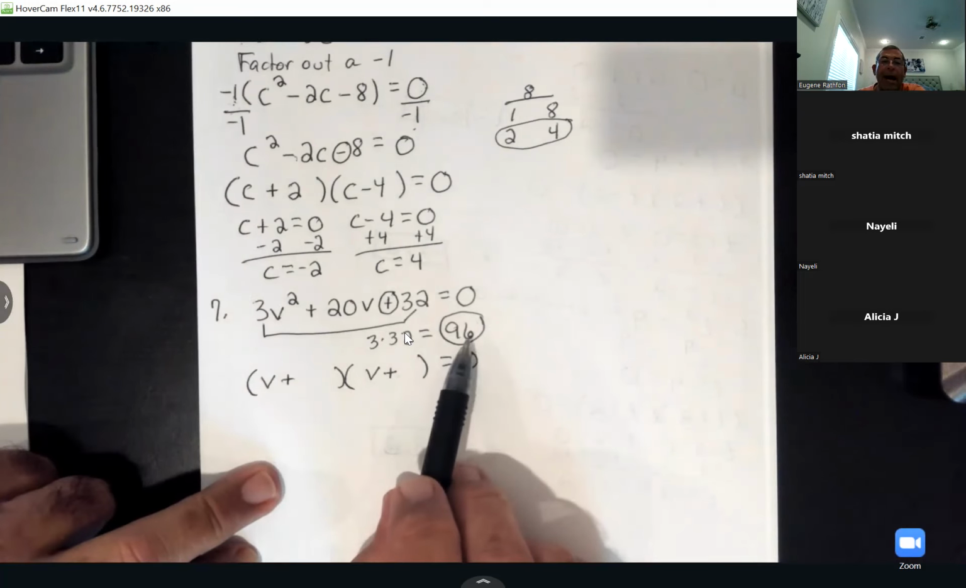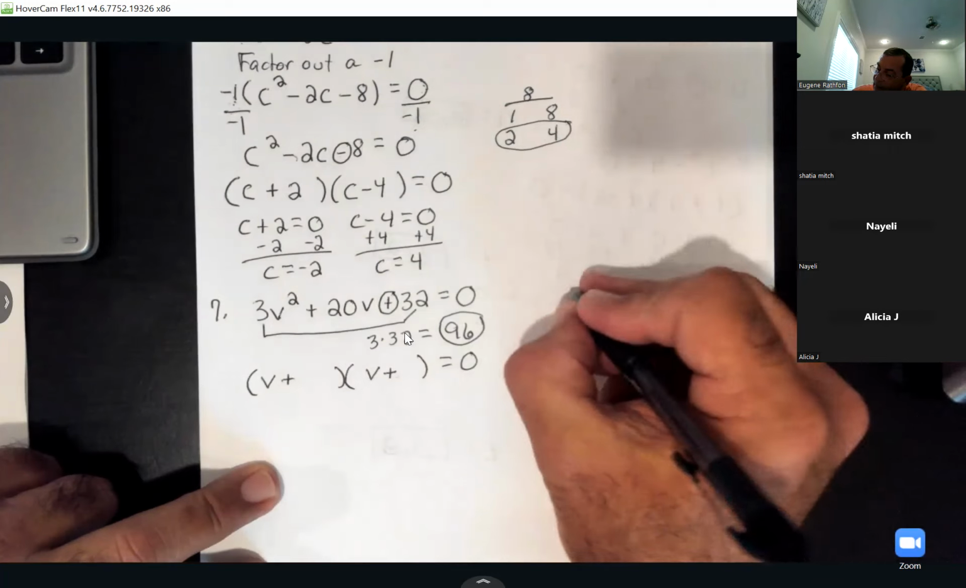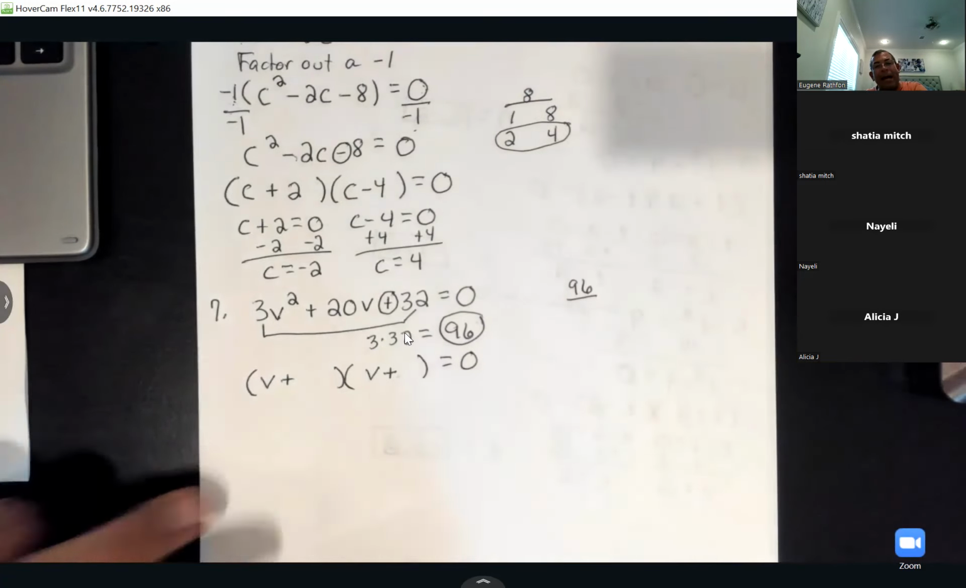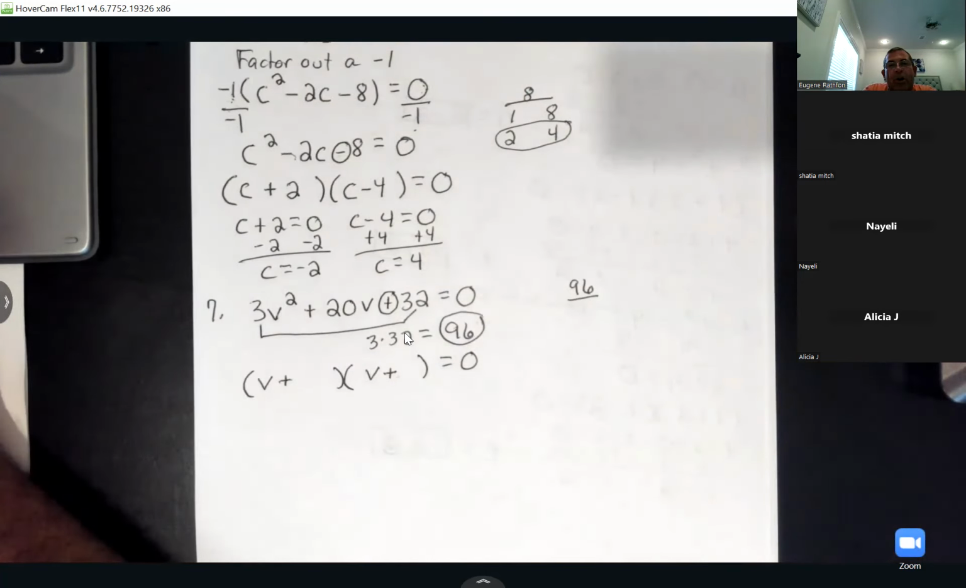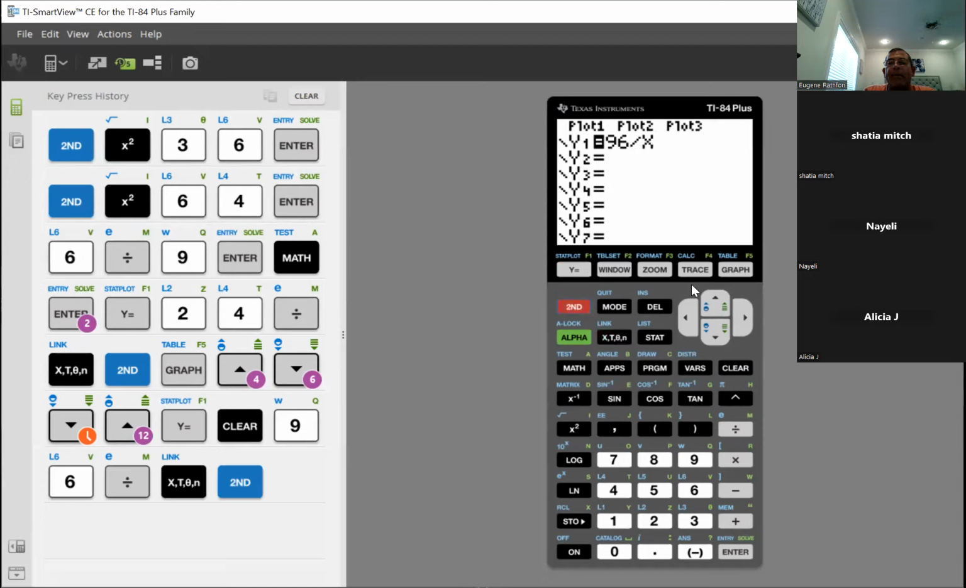And y'all, guess what? I need factors of 96 that'll add to get a 20. So 96 is a bigger number, so let's use our calculator to get those factors. So I'm going to share my calculator. I'm going to go to the y equals, clear that one out. So since I want factors of 96, I'm going to do 96 divide by x. And then I'm going to look at my table by hitting second graph.